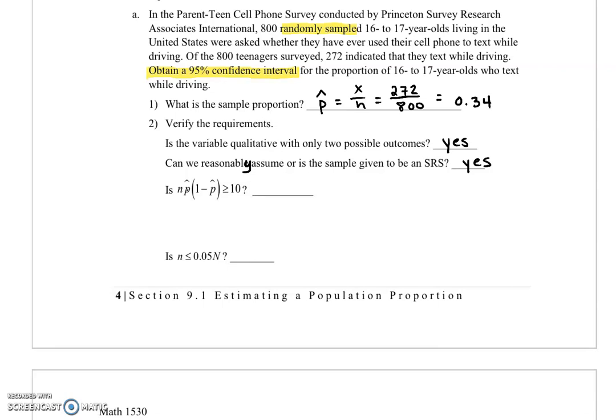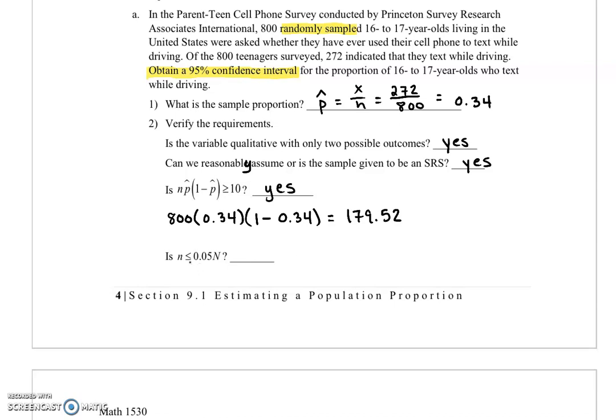Okay, what about n times p hat times 1 minus p hat? Is that greater than or equal to 10? Well, let's find out. n is 800. p hat is 0.34, and then 1 minus 0.34 for 1 minus p hat. That equals 179.52. That is definitely greater than 10. So yes, that requirement's met.